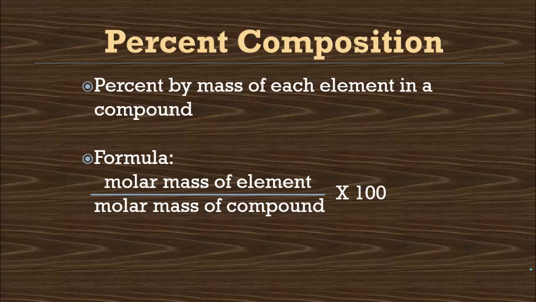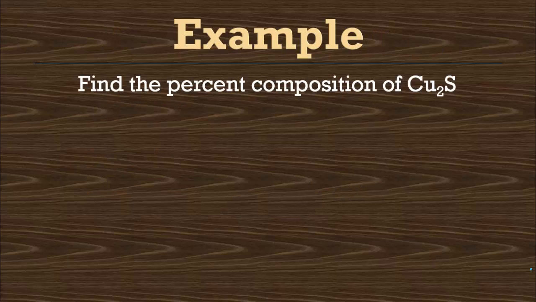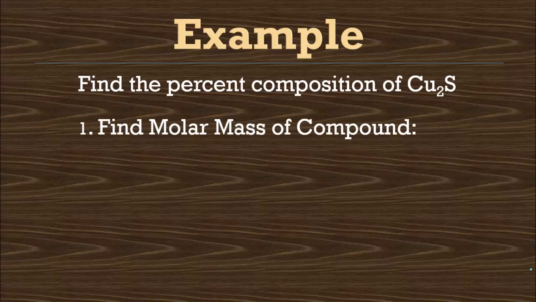The formula you're going to use is taking the molar mass of the element and dividing it by the molar mass of the compound. And then, of course, because it's a percent, we're going to multiply it by 100. So we're going to find the percent composition of Cu₂S. So how do we begin? First thing we're going to do is find the molar mass of the compound.